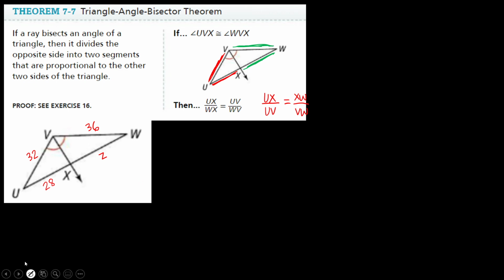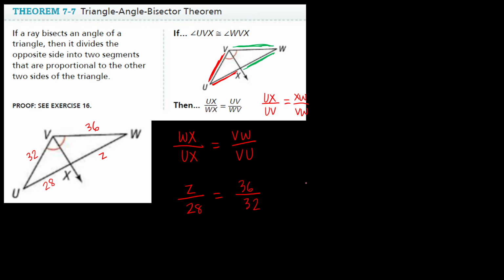So let's try a quick example. I want to find in the diagram in the bottom left the value of Z. So like before, I just want us to get into the habit of writing out the side lengths before we set up the proportions, just so we know we're setting things up correctly. So let's go like this. I want the ratio of WX to UX to be equal to the ratio of VW to VU. So I'm going to set up that proportion. WX is Z, UX is 28. And that's going to be equal to VW, which is 36, over VU, which is 32.